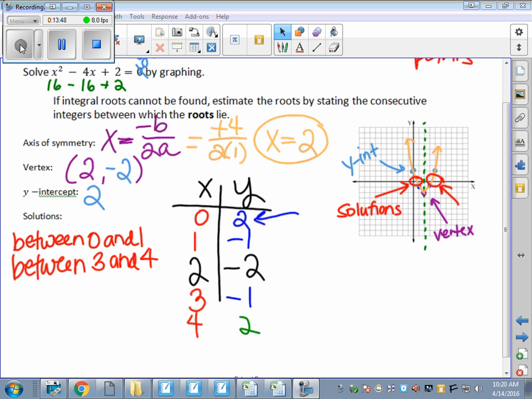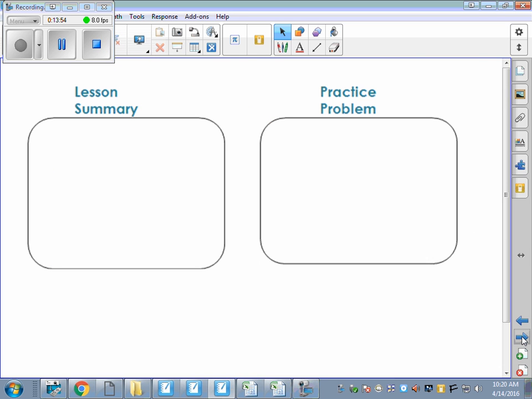Uh-oh, class is over. Don't leave yet. We've got one last thing to talk about, and that is our lesson summary and practice problem. Feel free to go back and do the graphs for the other ones. It tells you how many roots you should have and if they're exact or not exact.